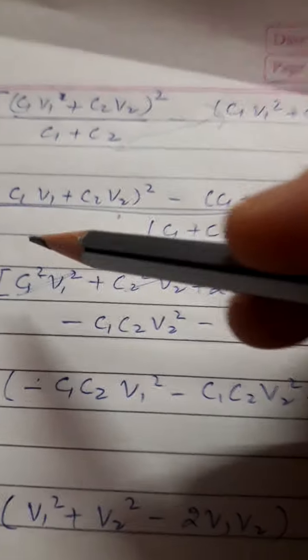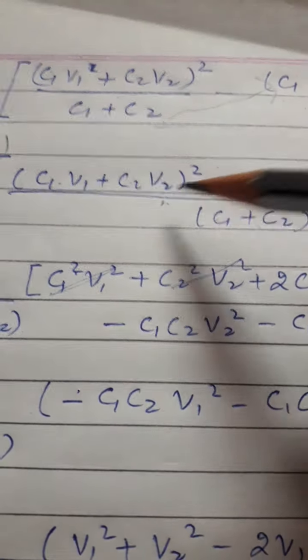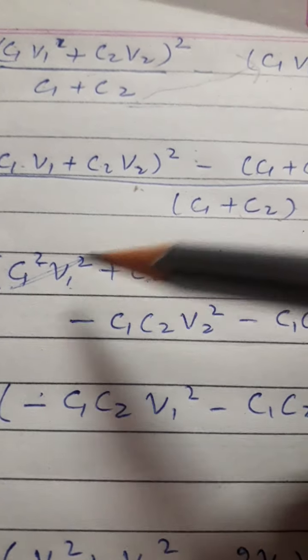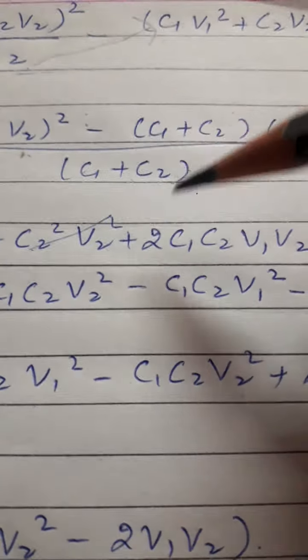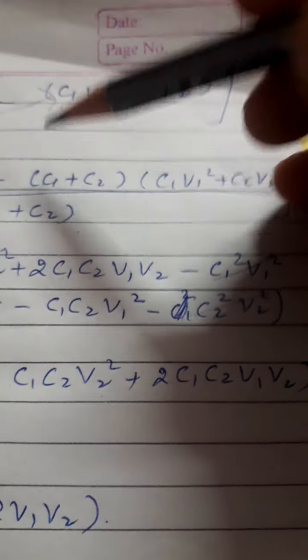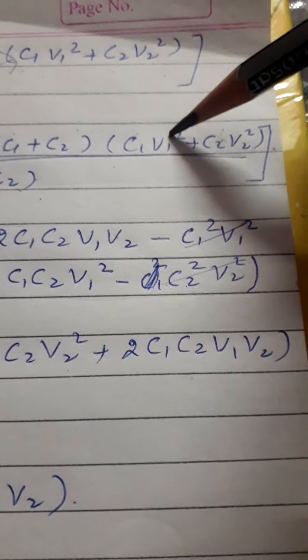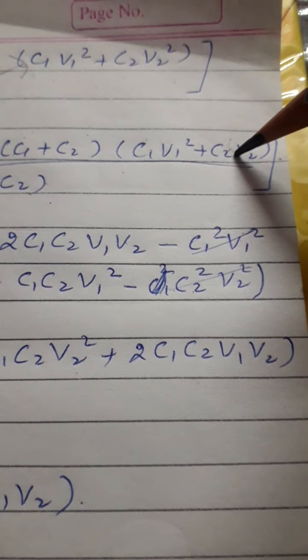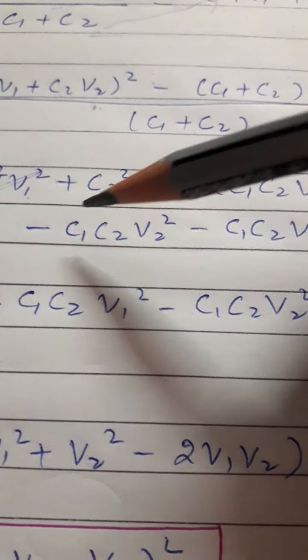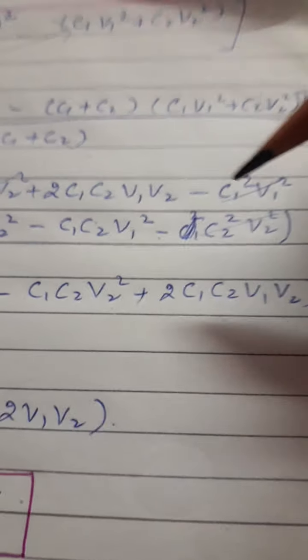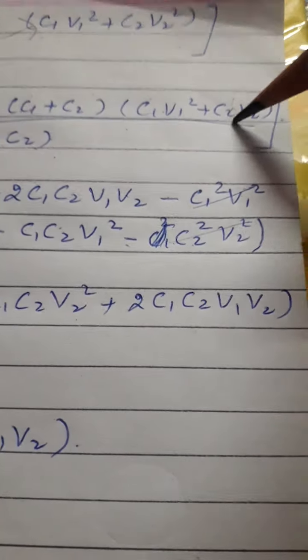At the numerator, what will be left? Now this is A plus B whole square, using the formula I have opened it, that is C1 square V1 square plus C2 square V2 square plus twice C1 C2 V1 V2. Minus, now I am multiplying C1 to C1 V1 square, I have got C1 square V1 square. Then multiplication of C1 to the second term, so we will get minus C1 C2 V2 square.